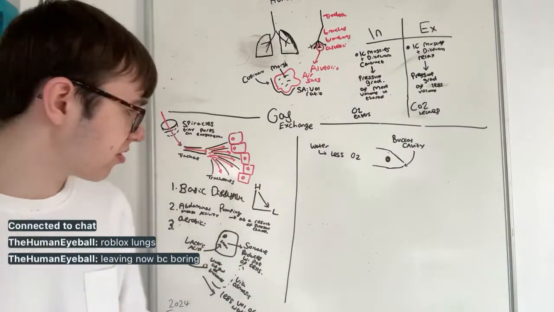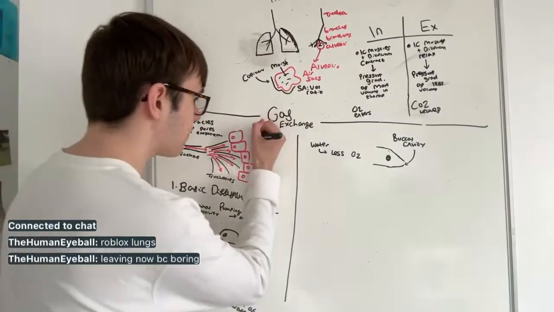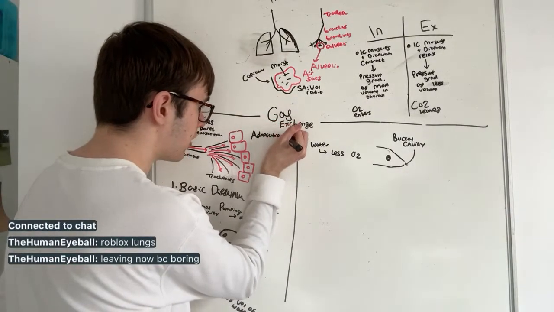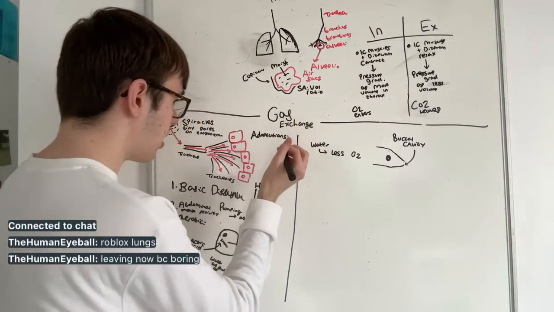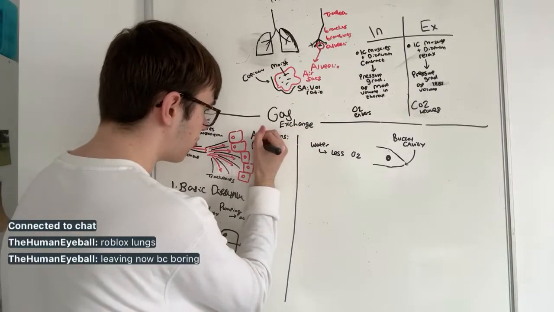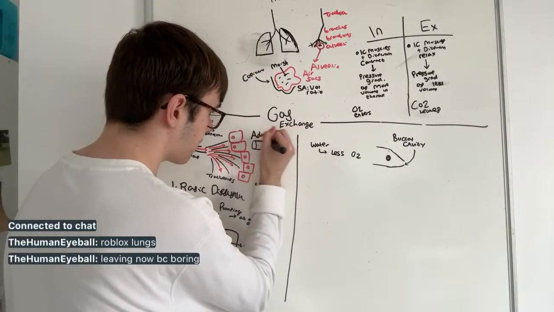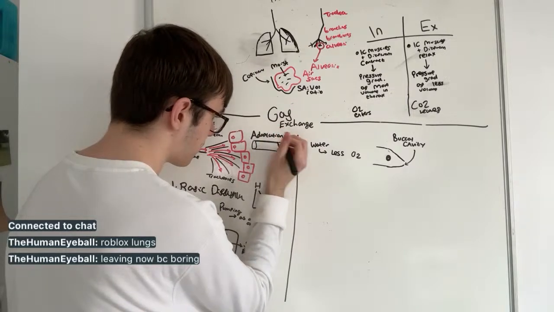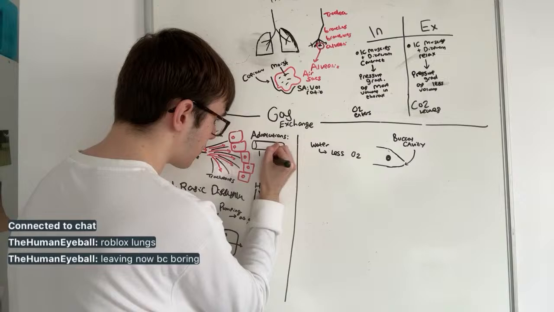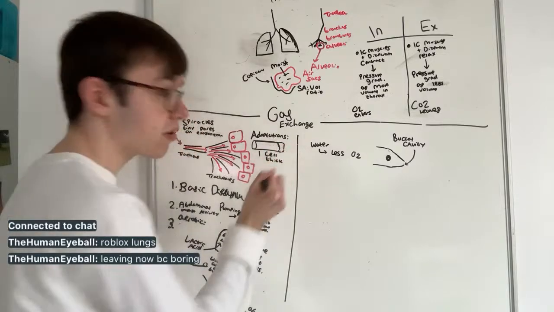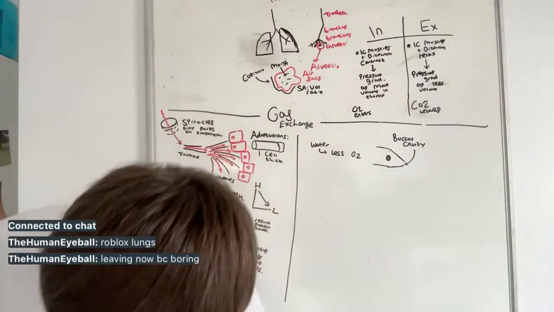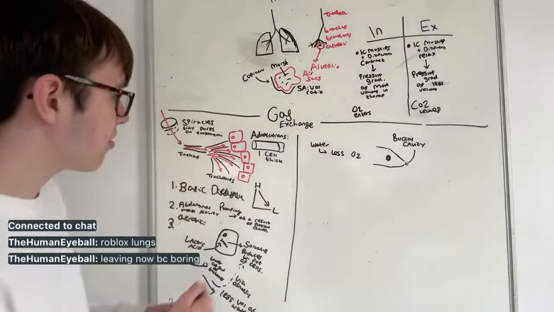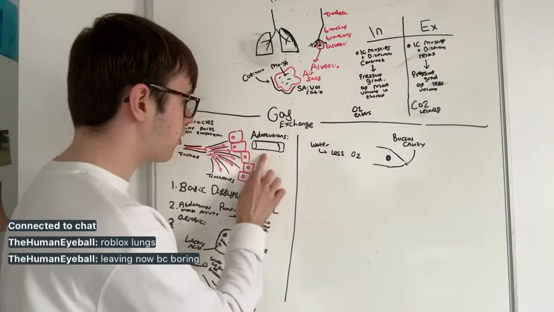And adaptations of the tracheole. I think I can name some of these. It's, I'm pretty sure, one cell thick, so a short diffusion pathway. Okay, no, it's not one cell thick, but it has thin walls.